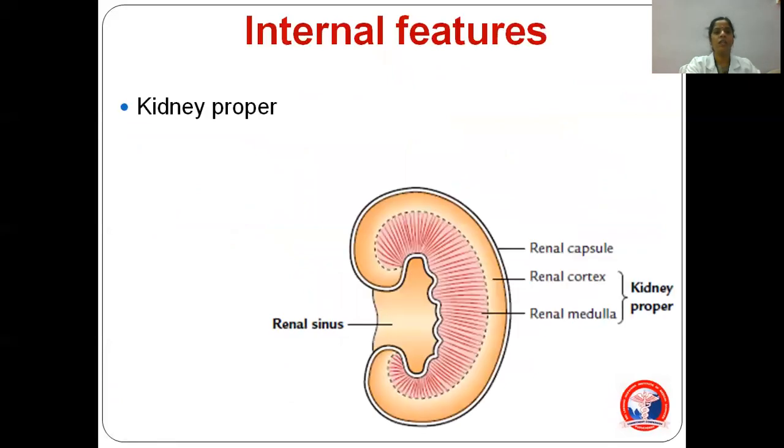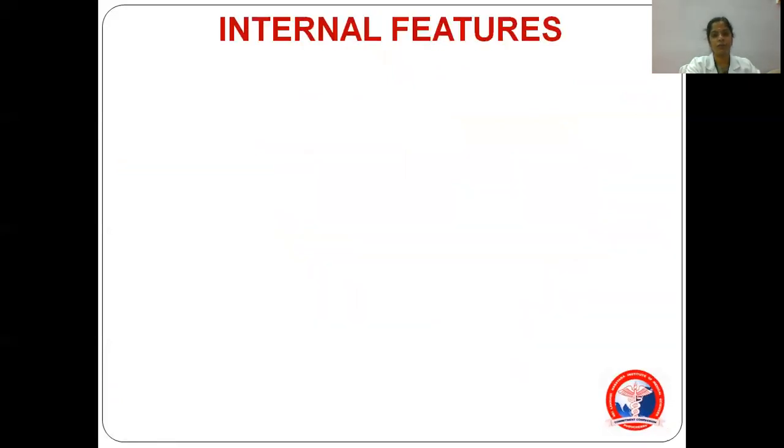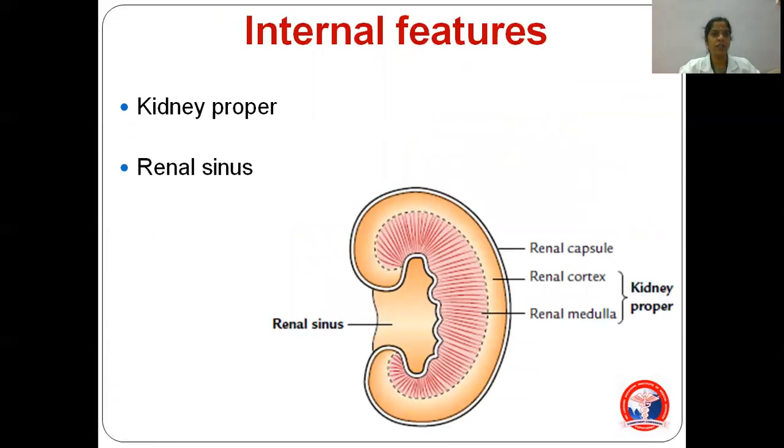Now we'll see the internal features of the kidney. When you cut the kidney, you can see the kidney like this. We have a kidney proper and renal sinus. When you cut the kidney, medially we have a space that is named as renal sinus. The rest of the part is named as kidney proper. This kidney proper is made up of a cortex and medulla.